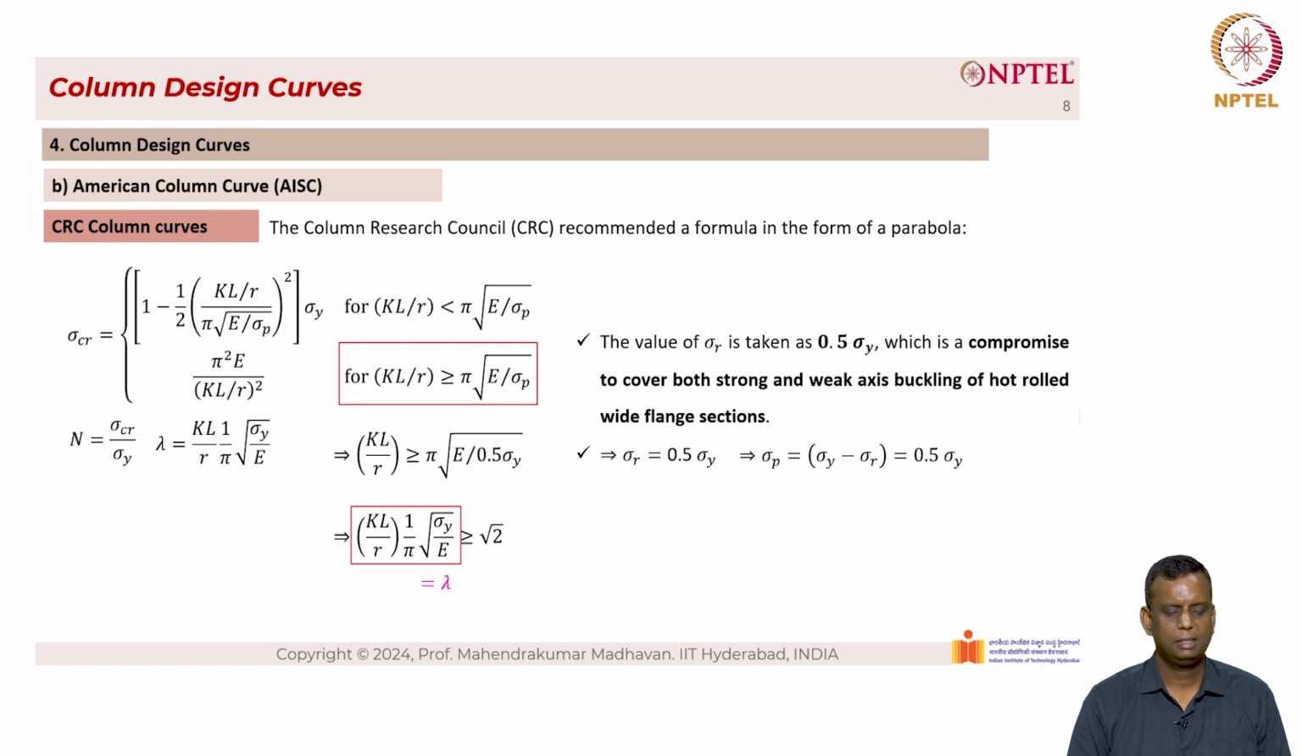So this means that this equation that we have seen here at the bottom can be represented as lambda greater than or equal to root 2. So when we express this entire equation above, which is in the form of sigma critical, in terms of non-dimensionalized load, we have n equal to 1 minus lambda square by 4 for lambda less than root 2, and 1 by lambda square for lambda greater than or equal to root 2.